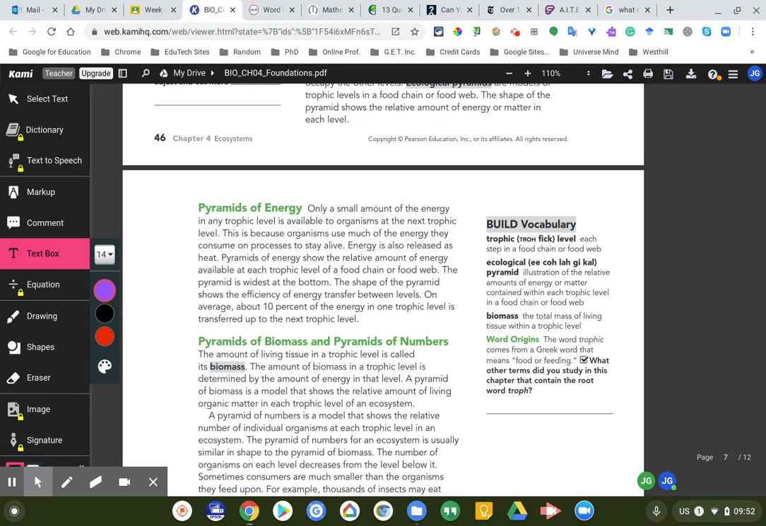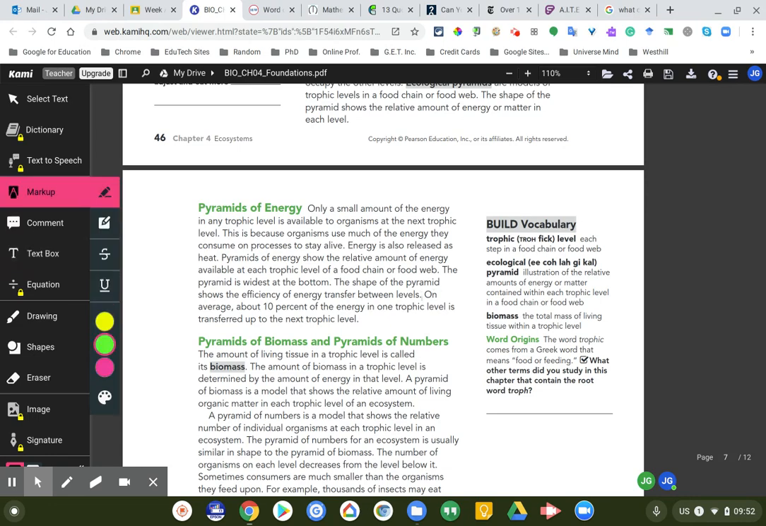Pyramids of energy show the relative amount of energy available at each trophic level of a food chain or food web. The pyramid is widest at the bottom. The shape of the pyramid shows efficiency of energy transfer between levels. On average, about 10%, I think that's important. On average, about 10% of the energy in one trophic level is transferred up to the next trophic level. Okay. Good to know.